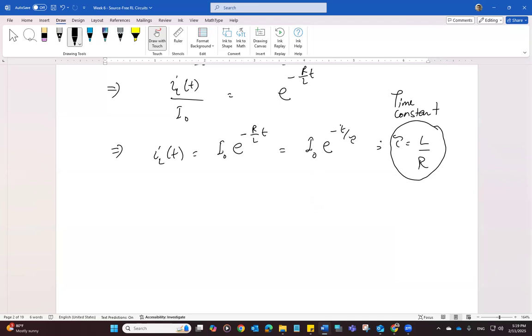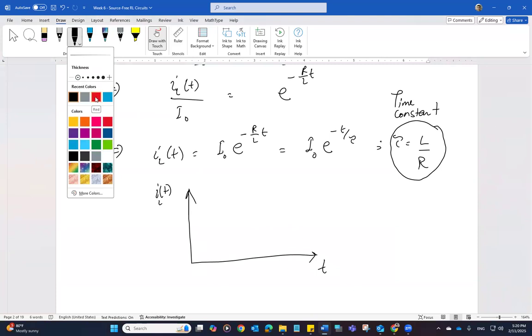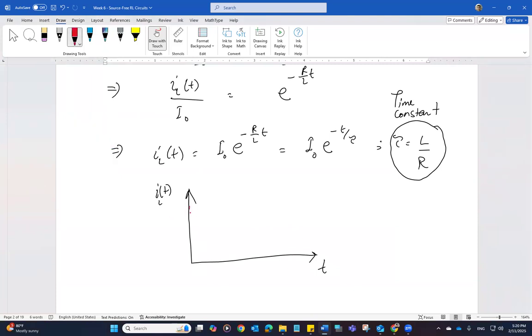So this is the equation that we're looking for. In the source-free RL circuit, the current is going to go down exponentially with each time constant. And generally, by 4 to 5 time constants, it is going to be as close to 0 as possible. That's what we assume practically, as we discussed in the case of RC circuits. Of course, mathematically, it is never going to go down to 0; it's going to go down to 0 at infinity. But practically, we take 4 to 5 time constants, and that's good enough for us to assume that the circuit is now at steady state, and the current has gone down to 0.